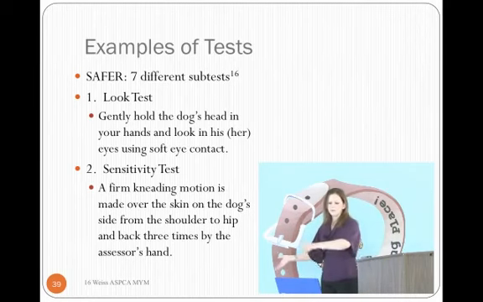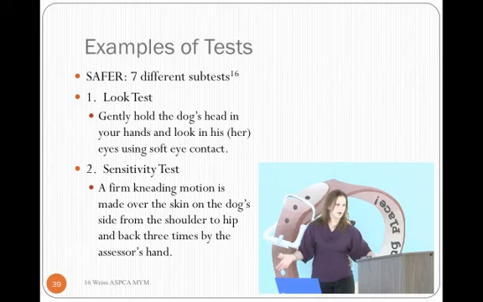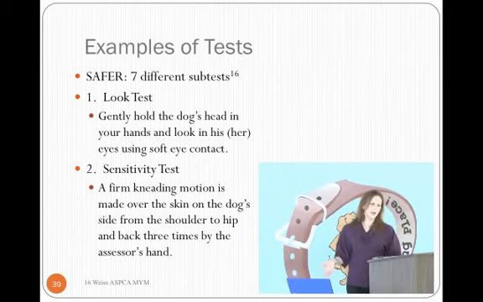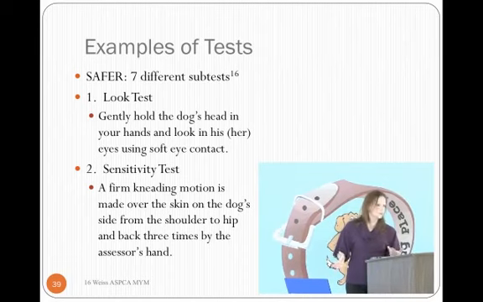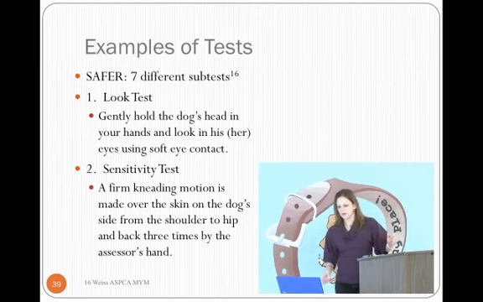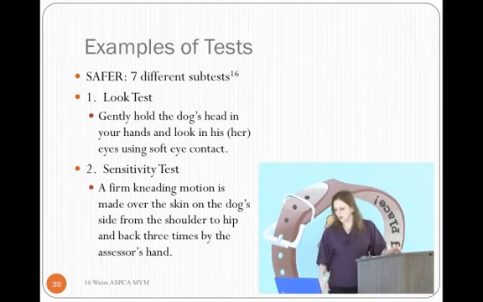Then they move on to the sensitivity test, which is essentially looking at physical sensitivity, where the dog is in front of you and you'll take a firm kneading motion of the skin down the body and then down the leg and then back up again and do that 3 times. Again, looking at the reaction of the dog. Is it turning around and whirling and growling at you, or is it pulling away because it's afraid of the stimulus, or is it enjoying the physical contact?